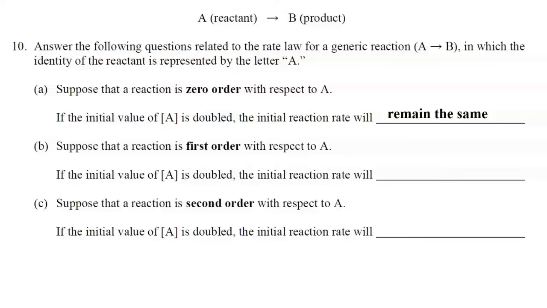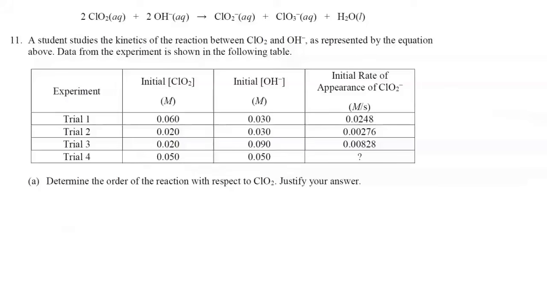Suppose that a reaction is first order with respect to A. If the initial value of the concentration of A is doubled, the initial reaction rate will be doubled. Suppose that a reaction is second order with respect to A. If the initial value of the concentration of A is doubled, the initial reaction rate will be quadrupled. All right, let's move on to question 11.